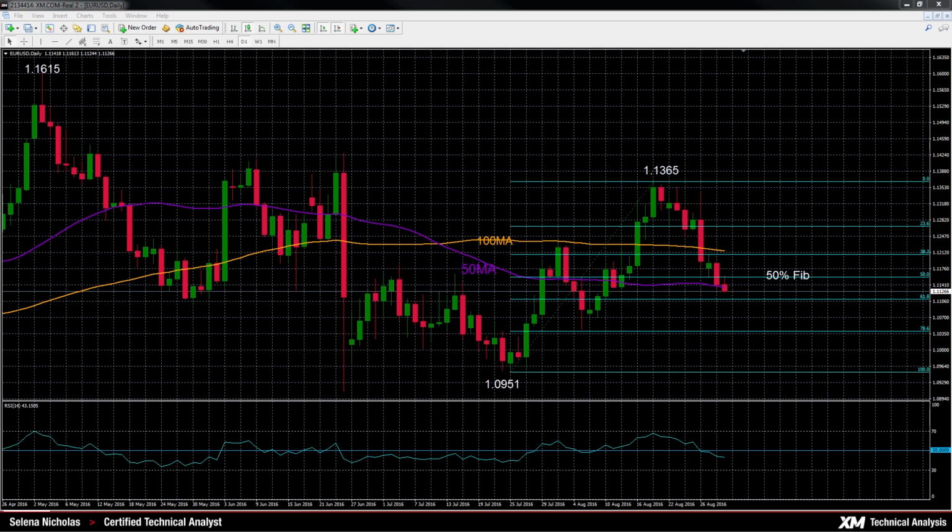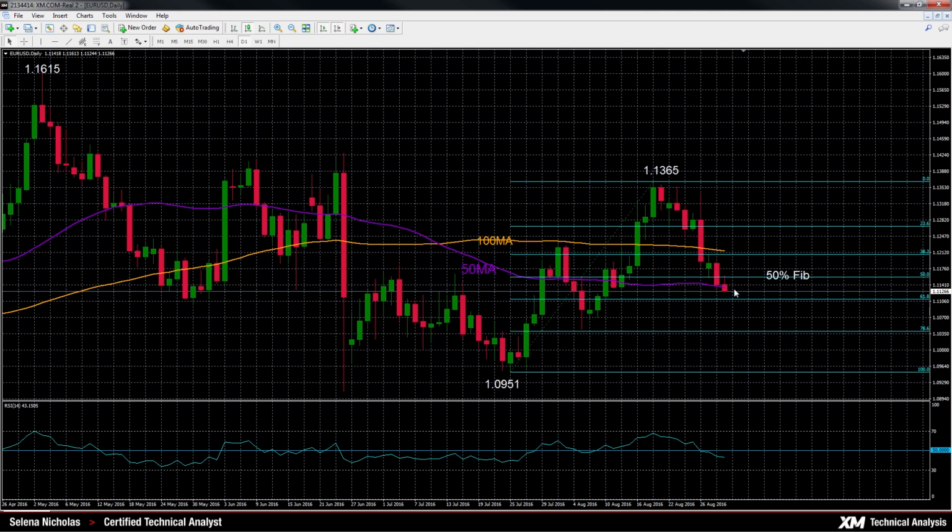Today's August 31st, 2016. Let's start with the EURUSD on the daily chart. So we can see EURUSD has turned more bearish in the near term after breaking below the 100-day moving average. The market has retraced more than half of the rally that took place from the July 25 low of 1.0951 up to the August 18 high of 1.1365.